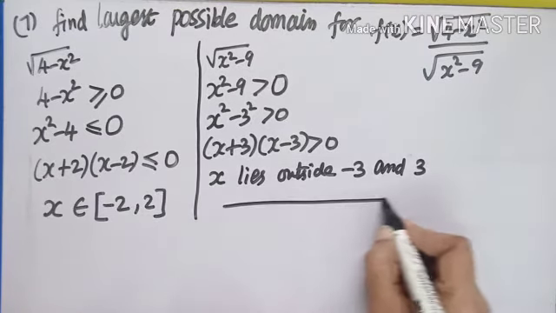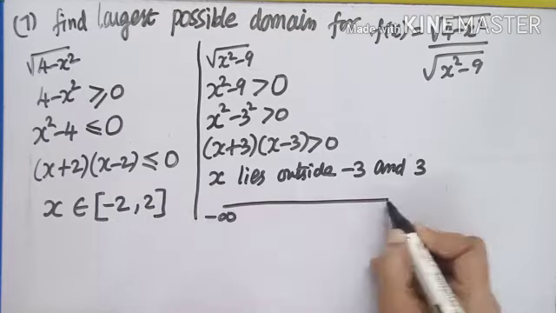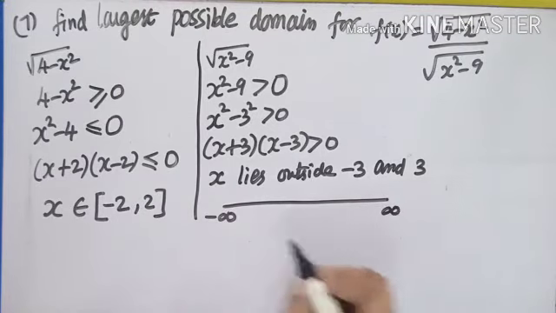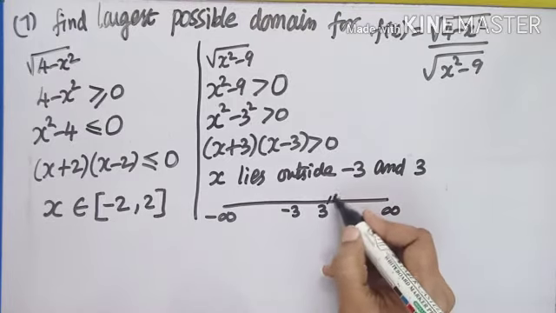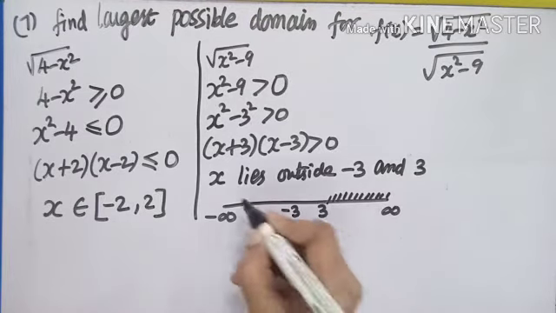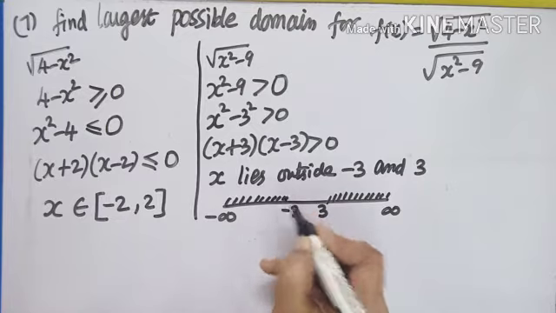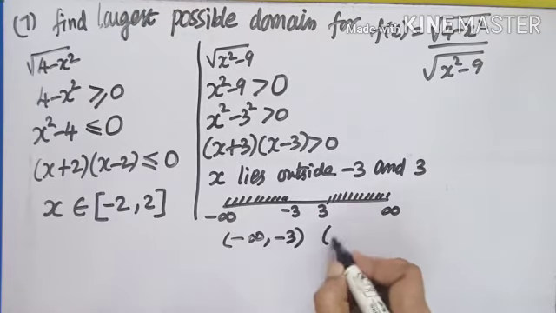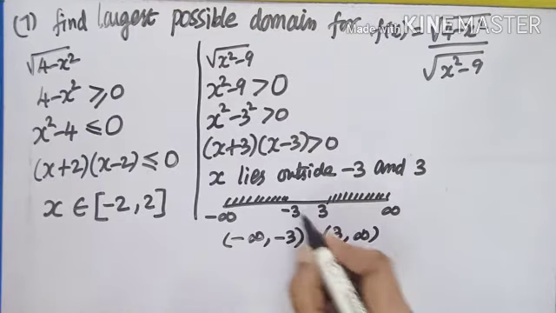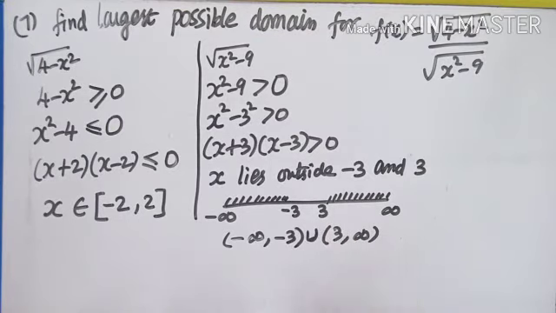What do you mean by x lying outside? It's a number line, minus infinity to plus infinity. This is minus 3. This is plus 3. Outside tells me this interval. So, where will I write? Minus infinity to minus 3, 3 to infinity, and both I have, so union.